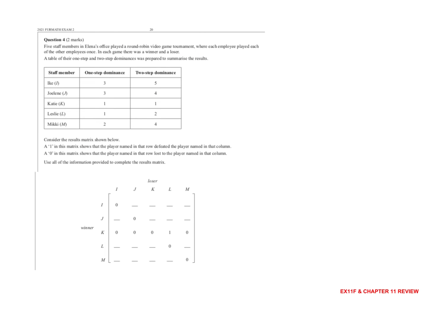Okay, question 4. 5 staff members in Elena's office played a round-robin video game tournament where each employee played each other once, and in each game there was a winner and a loser. Okay, it says a table of their 1 and 2-step dominance was prepared in the summary. So we can't see the matrices.